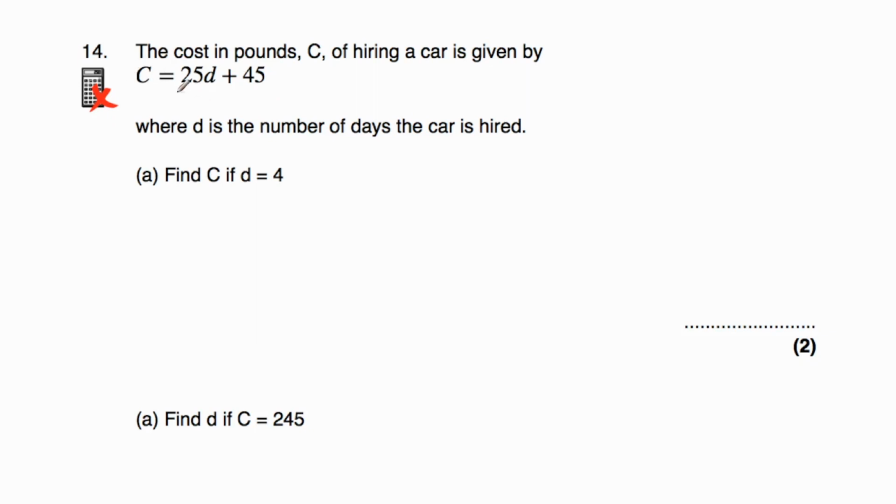So in other words, the cost is 25 times the number of days plus £45. And we've been asked to find C whenever D is equal to 4. So in other words, find the cost for hiring the car for 4 days.